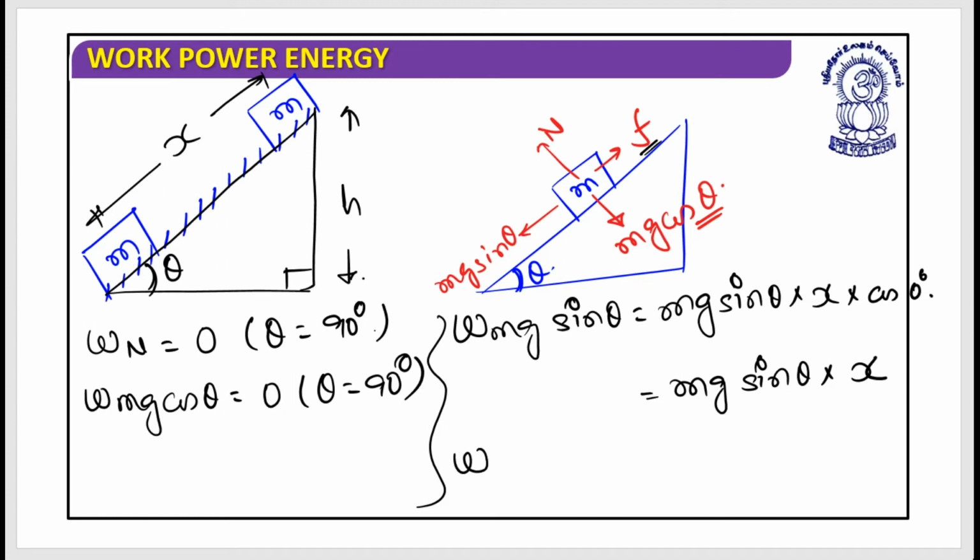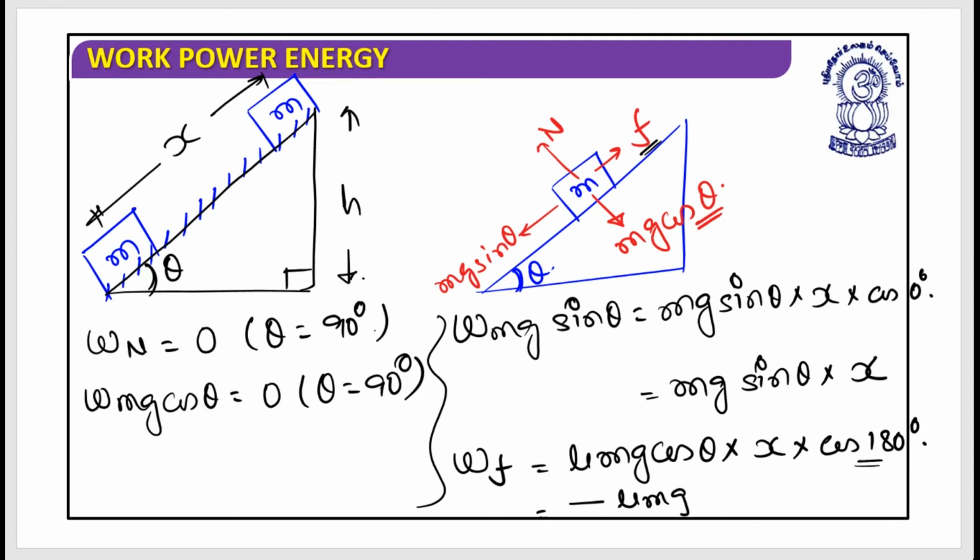So if I write work done due to friction, what I need to write is the force of friction, which should be mu mg cos theta, multiplied by the displacement x. The angle over here is 180 degrees, so cos 180 is minus 1. So this equals minus mu mg cos theta into x. I hope this is clear. Is it clear?